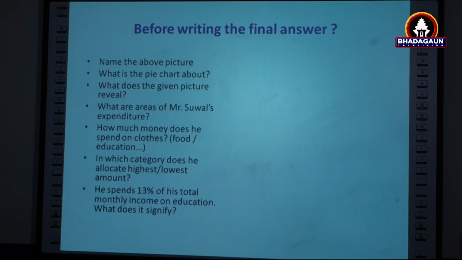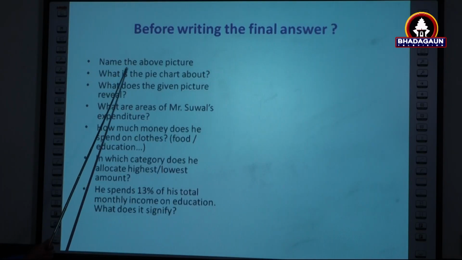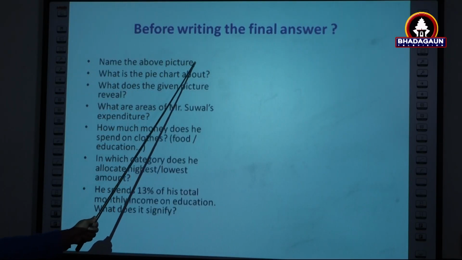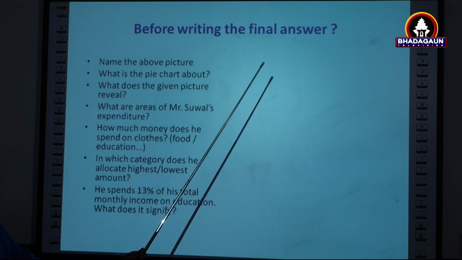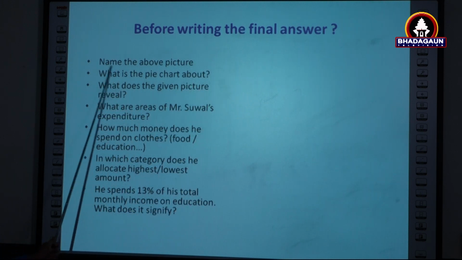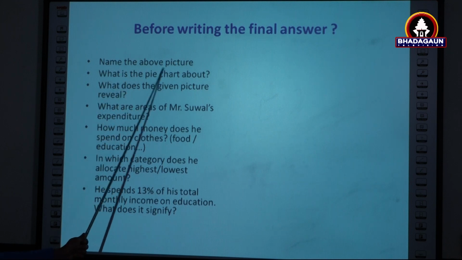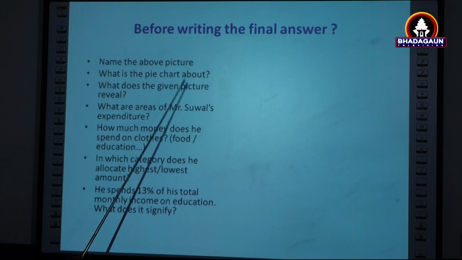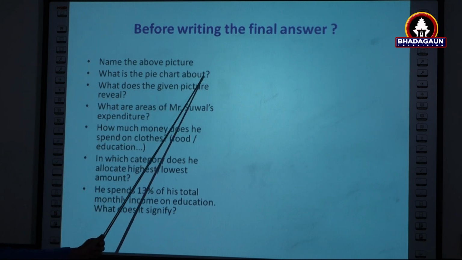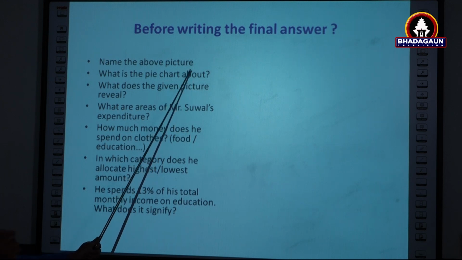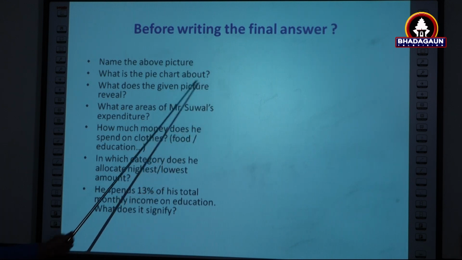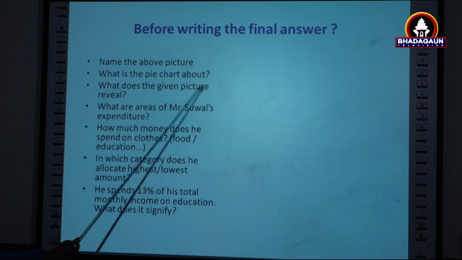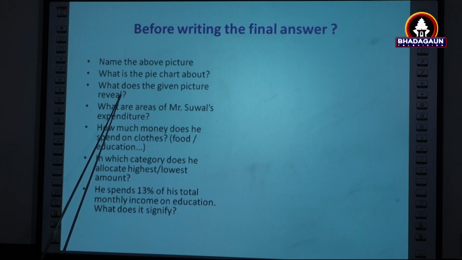What was the above picture? Can you guess? That's the pie chart. So you say the above picture is a pie chart. If you answer this question, that will be your first sentence, the introduction sentence. What is the pie chart about? It was about monthly expenditure of Mr. Sual.